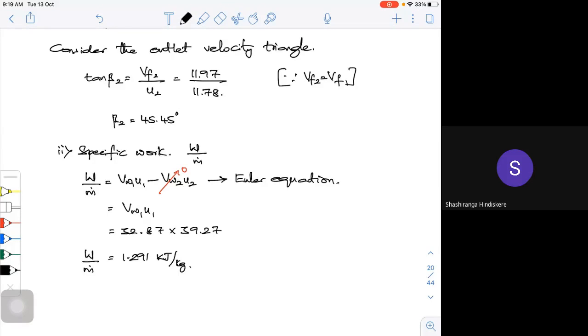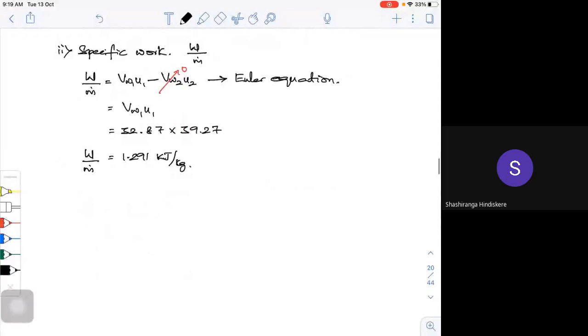Okay. Then what is the degree of reaction? The third one. We are supposed to calculate the degree of reaction R. So what is the formula?